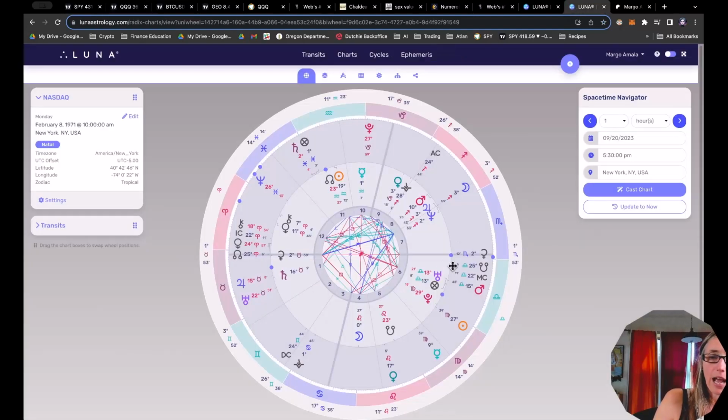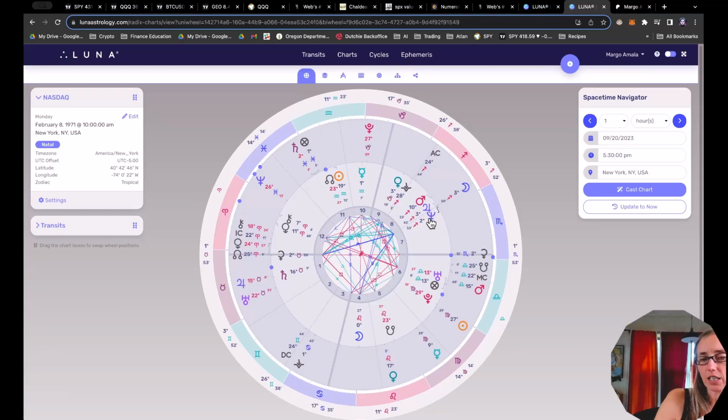Because at 2 and 3 degrees of Sagittarius, here on the inner wheel is the NASDAQ natal chart. And the NASDAQ natal chart has Jupiter conjunct Neptune at 2 and 3 degrees Sagittarius. Interestingly enough, that was in 1971.